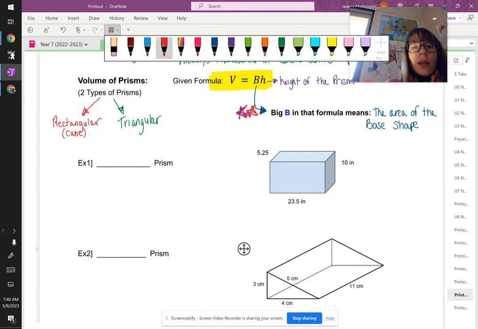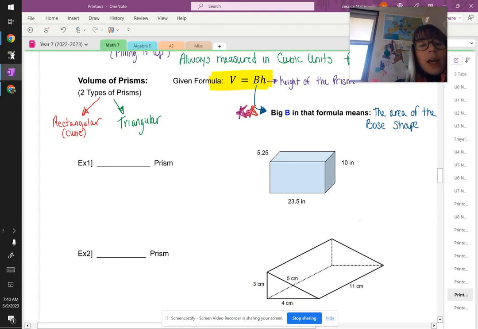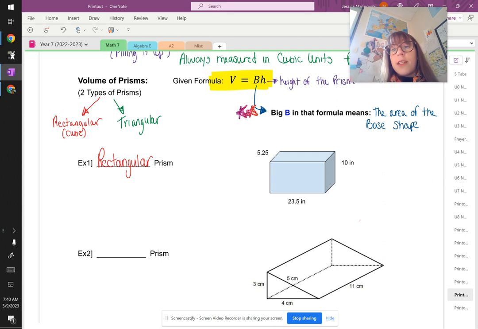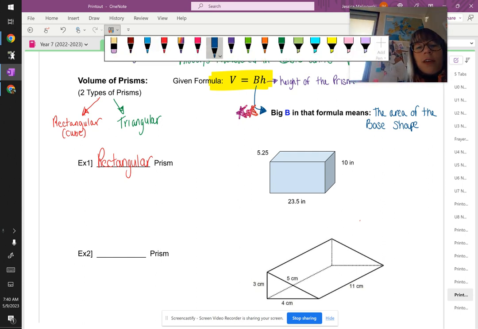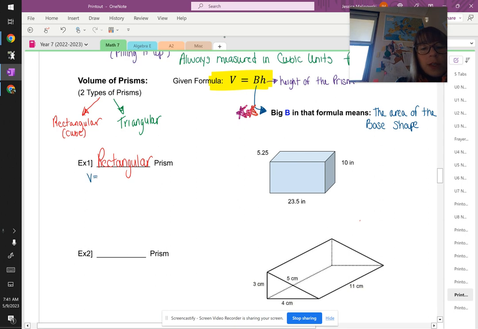All right, so in example number 1 here, you can see by looking at it that this is an example of a rectangular prism. Half the battle here is going to be correctly identifying the shape so you know what formula to use. So obviously that given formula that you have is volume equals big B times H.